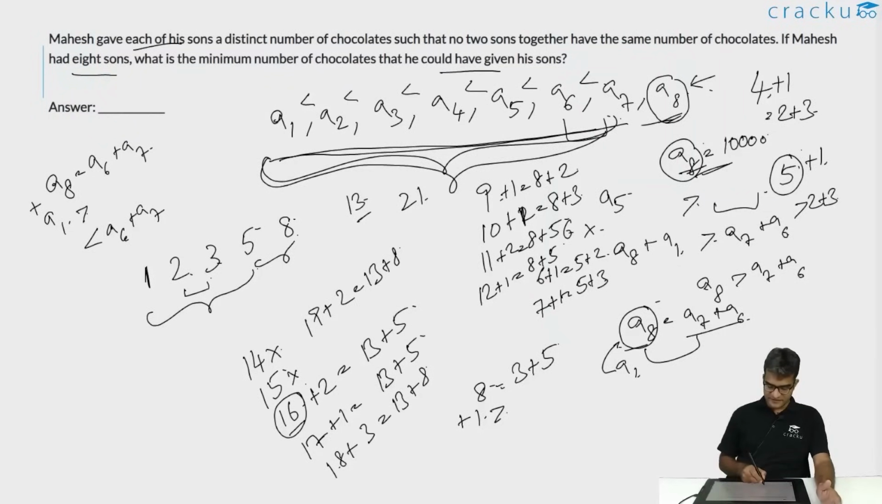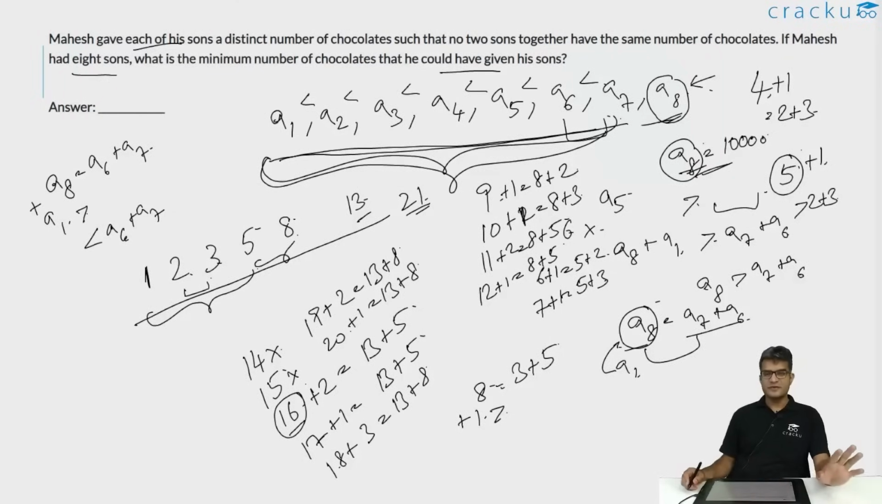Will it be satisfied for 20? It won't be satisfied for 20, because now the difference is 7. So 20 plus 1 is equal to 13 plus 8. For 21, we need not check, because 21 is equal to 8 plus 13. So the sum of the highest pair amongst 1 to 13 is equal to 21.